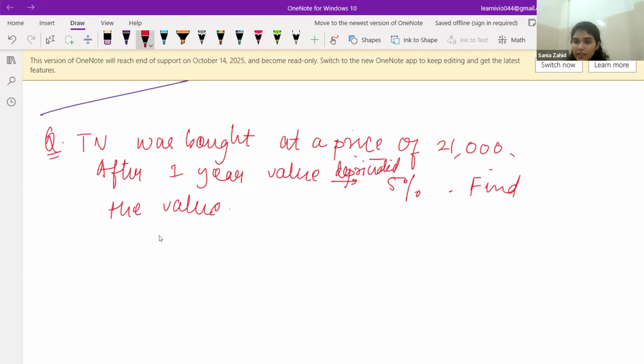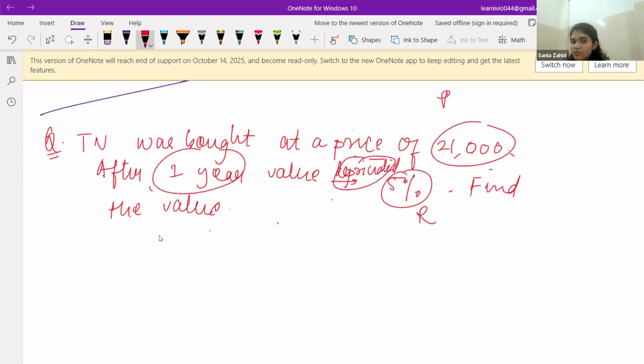What is written, look very carefully. A TV was bought at a price of 21,000. After 1 year, the value was depreciated by 5%. So rate is 5%, principal is 21,000, time is 1 year. You just have to find the value. And since the value has depreciated, you have to subtract. 1 minus R by 100 units. So do it like that, children.